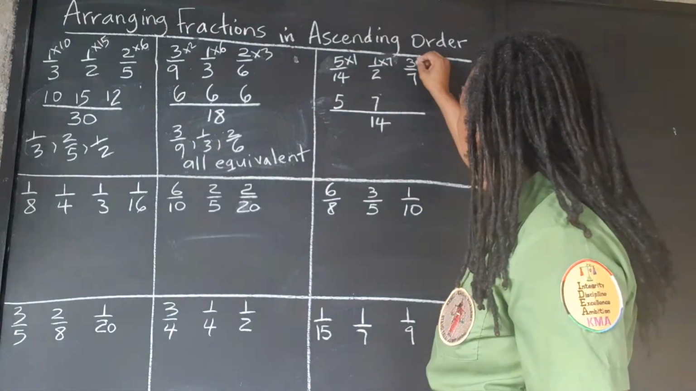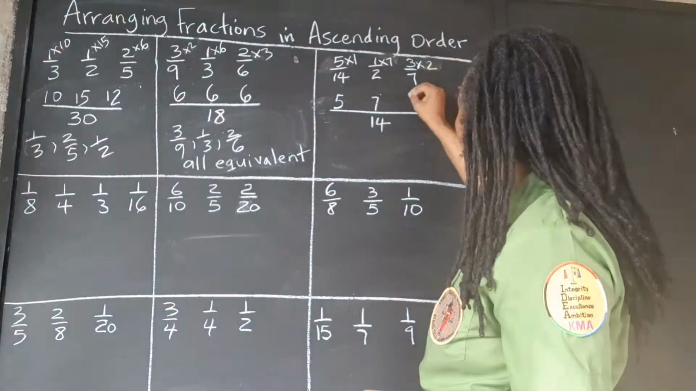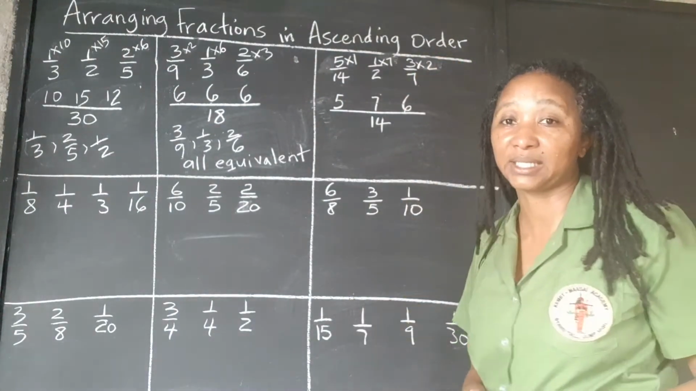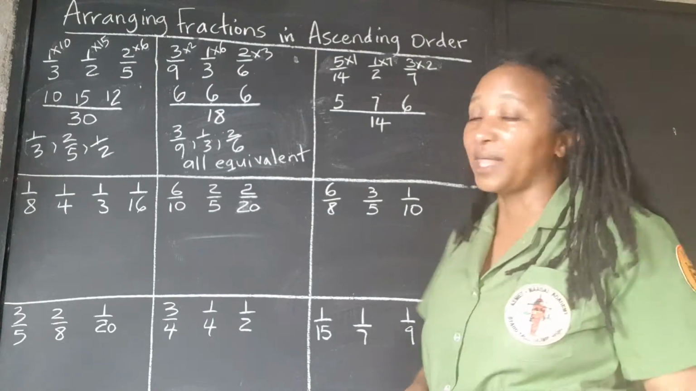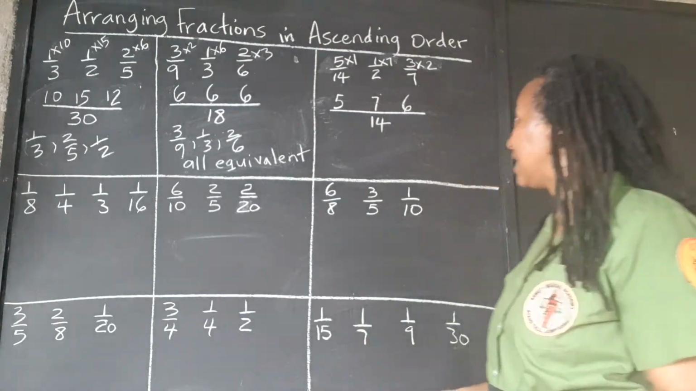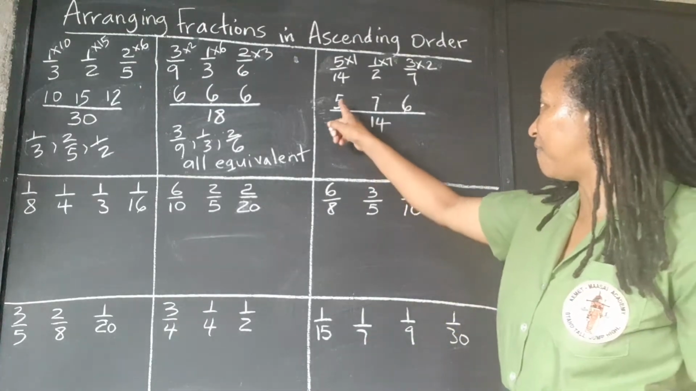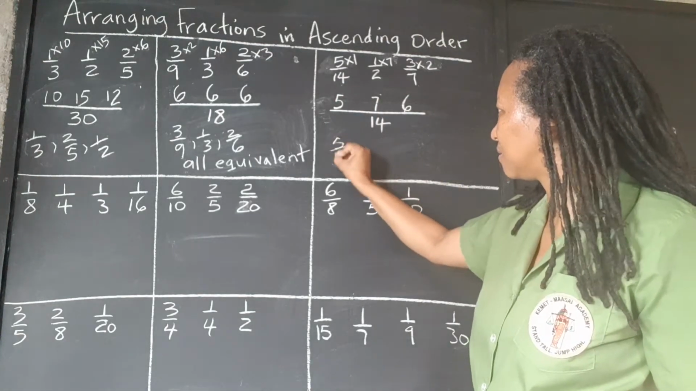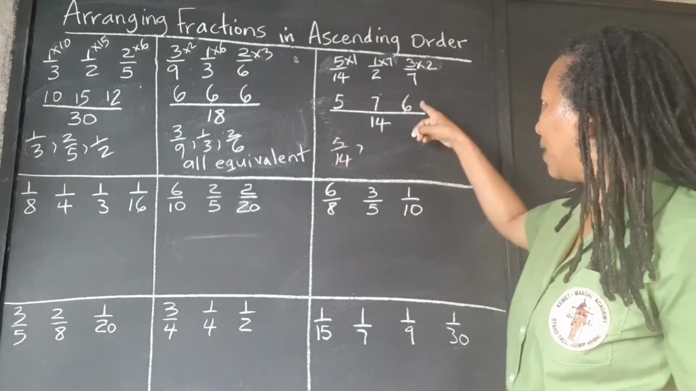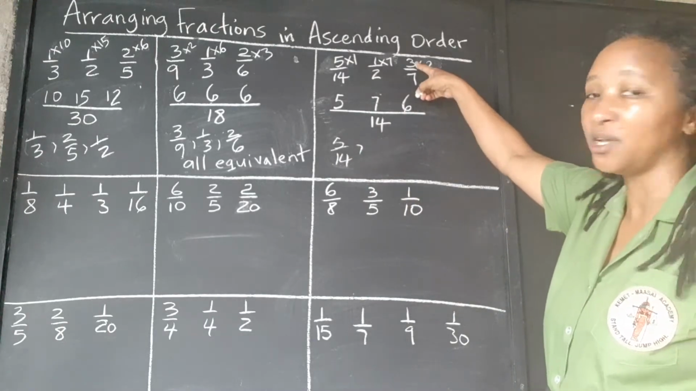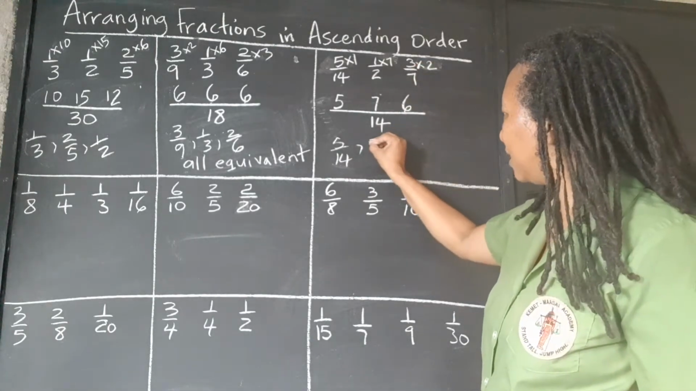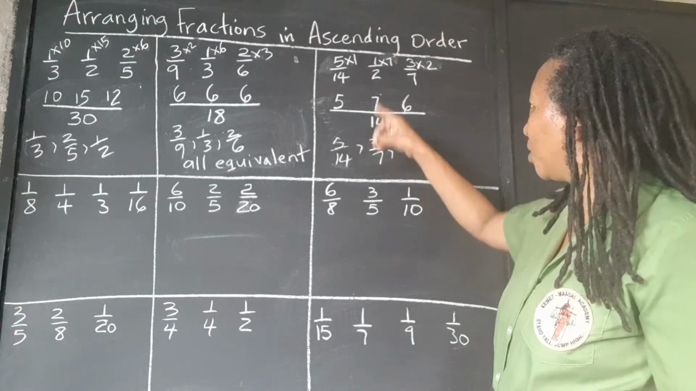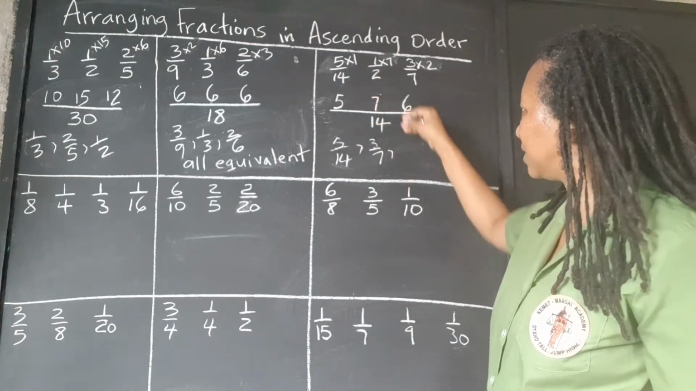7 goes into 14 2 times. 3 2s are 6. So now that we compare them, we see that the 5/14 is the smallest, followed by the 6/14, which is 3/7, that's the equivalent, followed by the 7/14, which is the half.